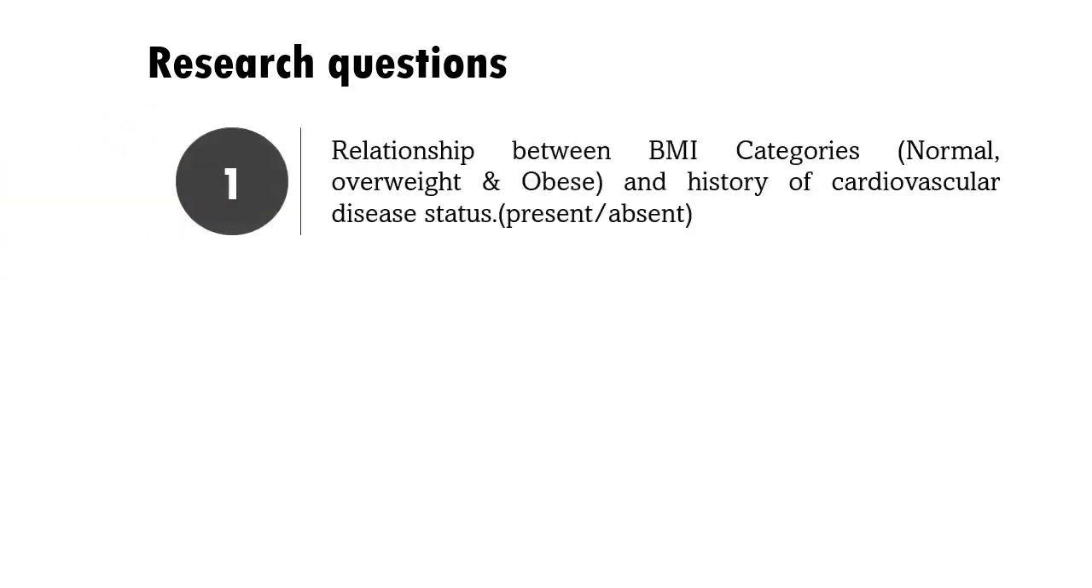So what could be the research question for which we need the chi-square test of association to answer them? So if I want to know the relationship between the categories of BMI, the classification which we have used in this case being normal, overweight and obese, and the history of cardiovascular disease. So it could be present or absent.